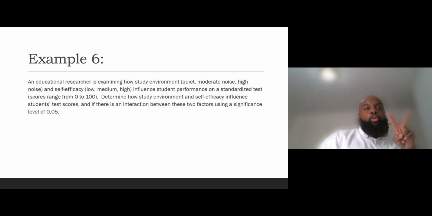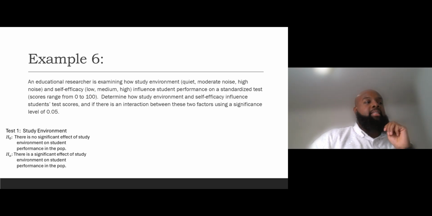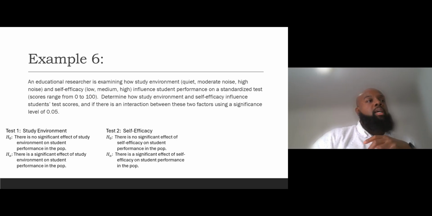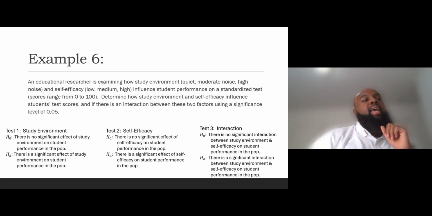Well, since I have two factors and one quantitative variable, I know I'm going to have three tests. Test one is about study environment. There is no significant effect of study environment on student performance. Test two is on self-efficacy. Those are our hypotheses there. And then test three is about the interaction.